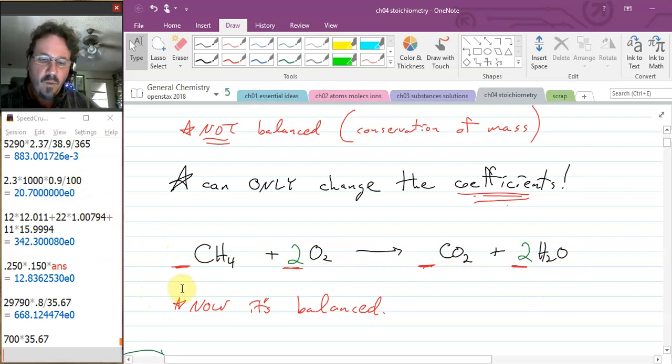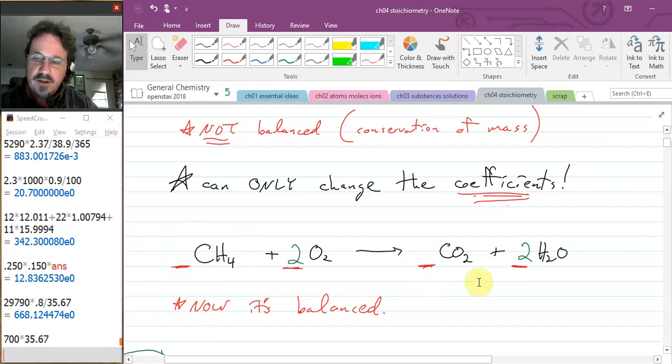Notice that the 1s you don't write. Just like in algebra, you don't usually write 1x, but you would write 2x or 3x. But if it's just 1x, we leave it off. And it's the same rule here in chemistry. If it's just a 1, leave it off, don't write the 1. But if it's greater than that, go ahead and write it.